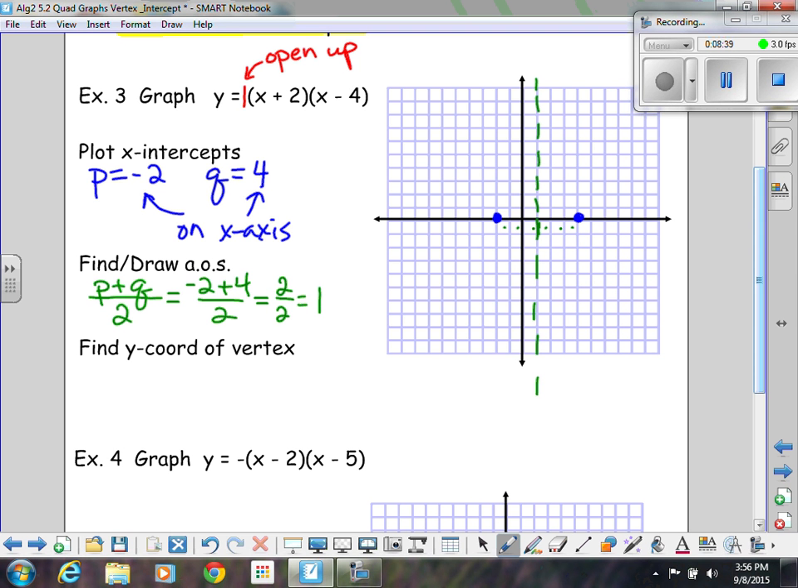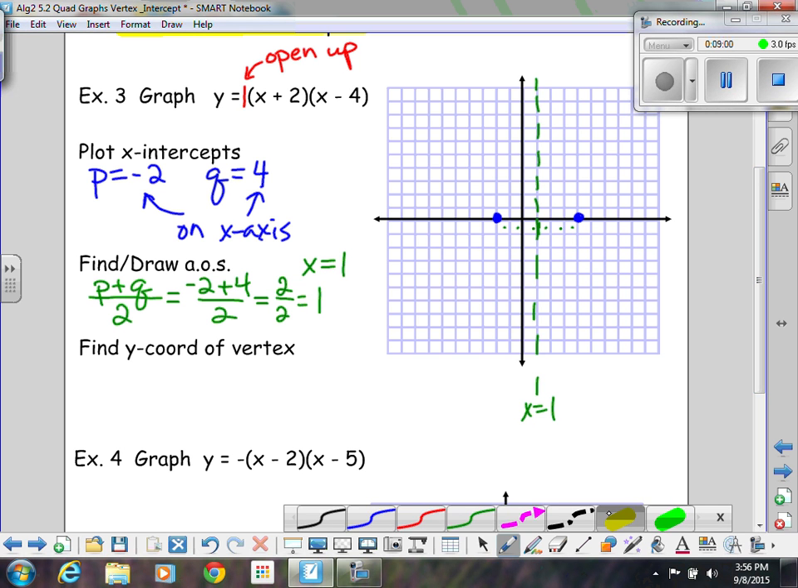So you can see that's the same thing we got by doing it visually from the graph. So my axis of symmetry is the equation x equals 1, right here. It's the equation x equals 1. And then I have to find my vertex. Remember, my vertex is going to be anywhere along this axis of symmetry. So it could be somewhere along here.